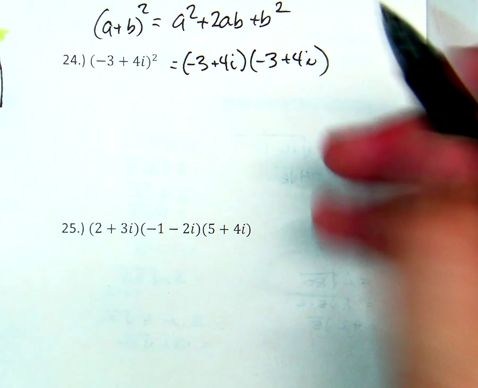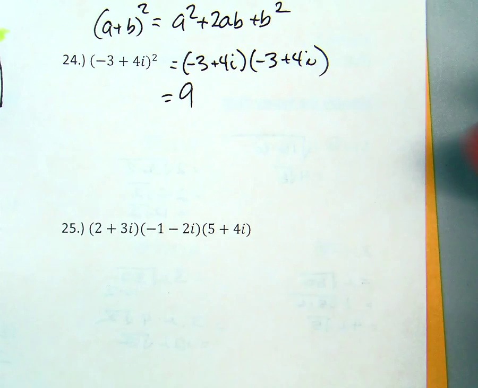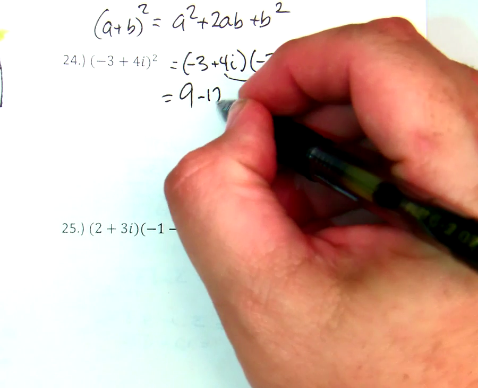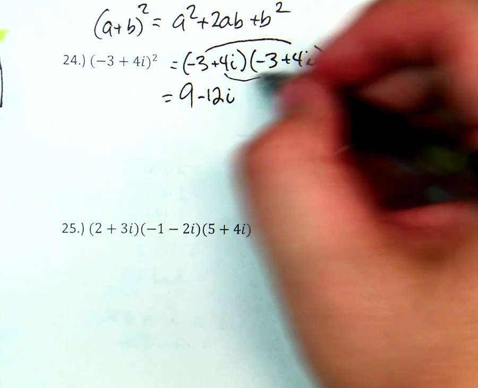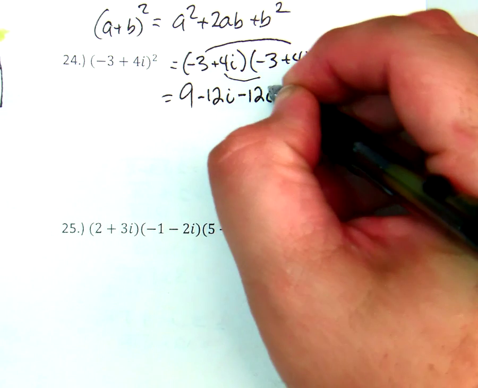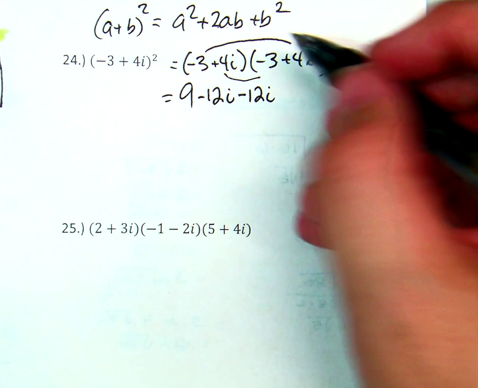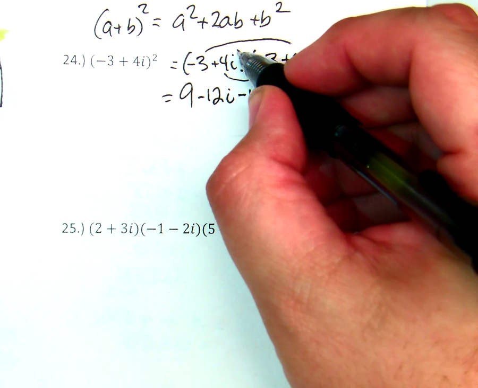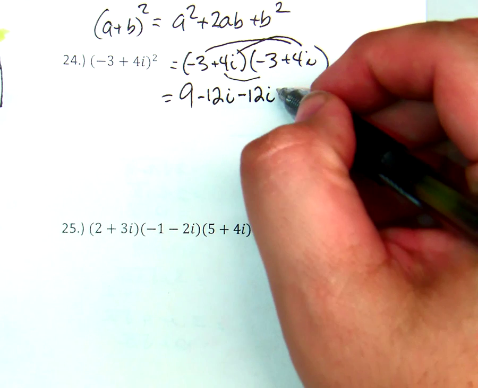Negative 3 times negative 3 is 9. The inner terms, negative 12i. The outer terms, another negative 12i. That's where that positive 2ab comes from. And then the last two terms, 4 times 4 is 16, so it's plus 16. Then we have i times i, which is i squared.